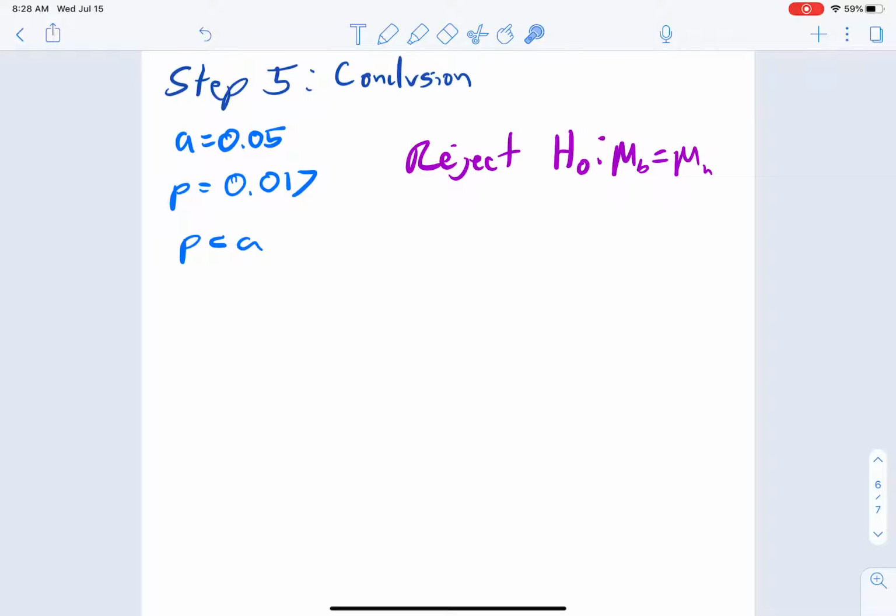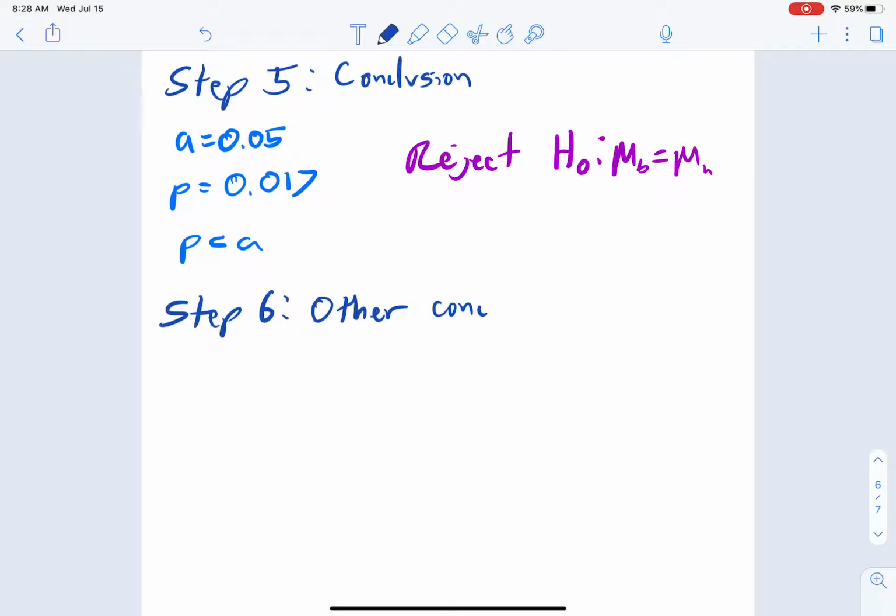Anyway, we have enough evidence that bumblebees and honeybees, on average, for the whole population, don't spend the same time at flowers, which is pretty sweet. So we can write that out too. Let us do that. So step 6. The English conclusion.